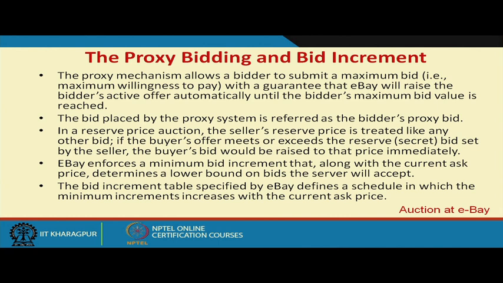This proxy mechanism allows a bidder to submit a maximum bid, that is his maximum willingness to pay. In other words, while discussing economic considerations, we talked about valuation. This is his valuation of the product, with a guarantee that eBay will raise the bidder's active offer automatically until the bidder's maximum bid value is reached. The bid placed by the proxy system is referred to as the bidder's proxy bid.